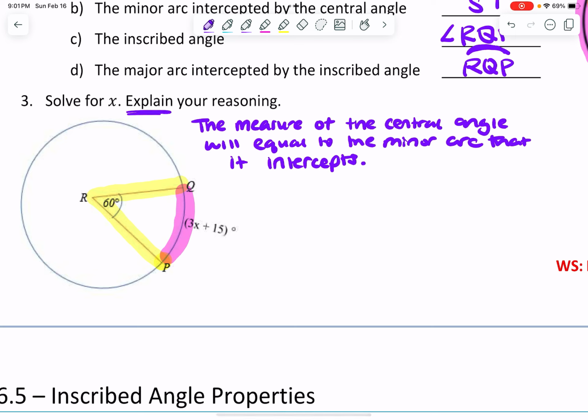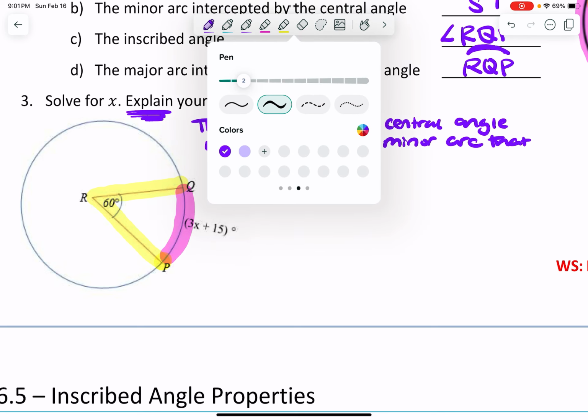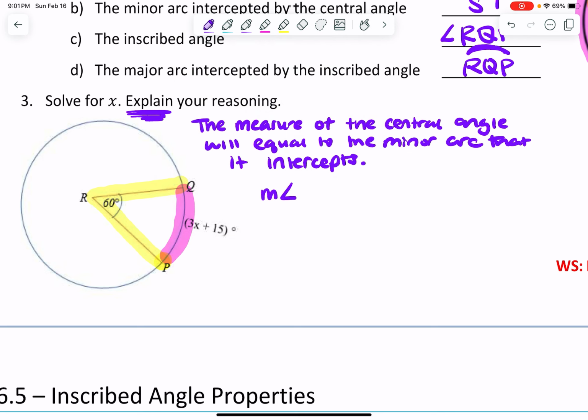Because I see that word explain in the question, right? Explain implies to use words. So I need to know why I'm able to do what I'm about to do. Now I just said the measure of the central angle, which is the measure of my central angle QRP or PRQ, both are cool, will equal the measure of the minor arc it intercepts. Measure of QP with that curved mark.